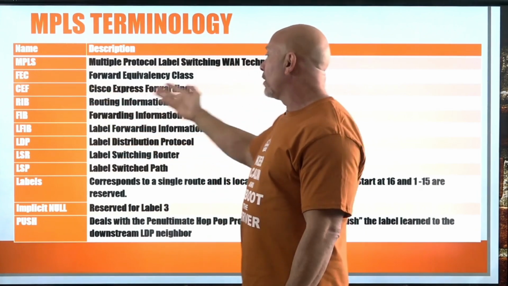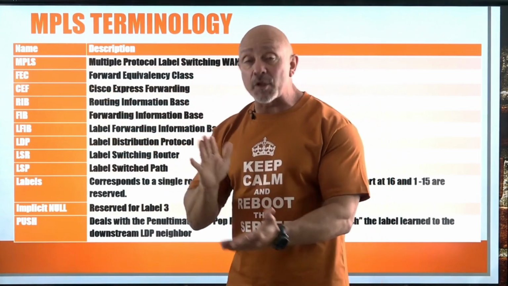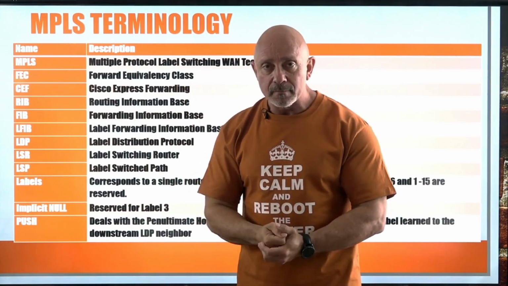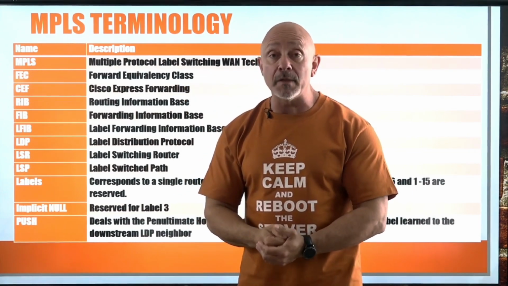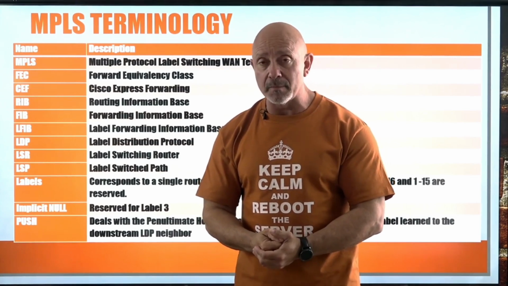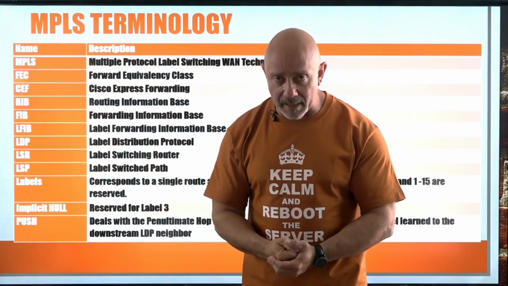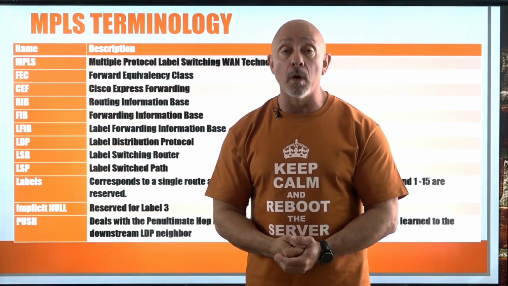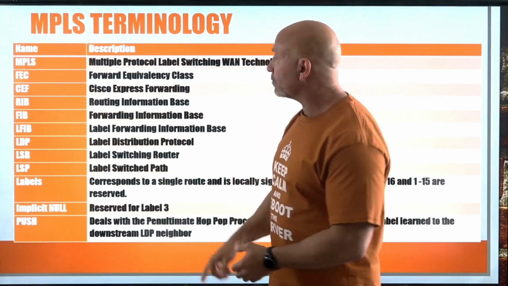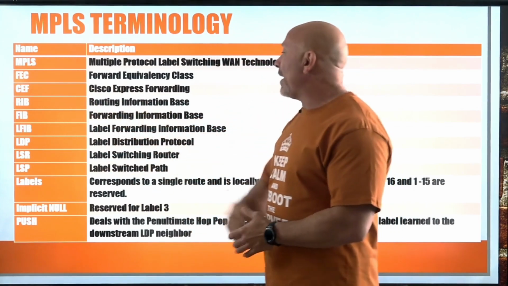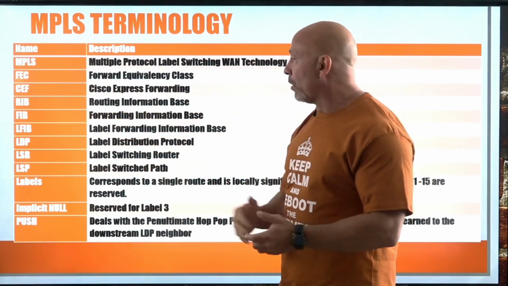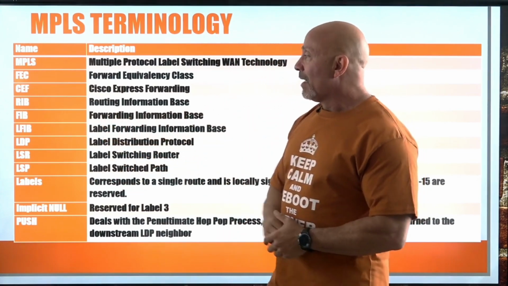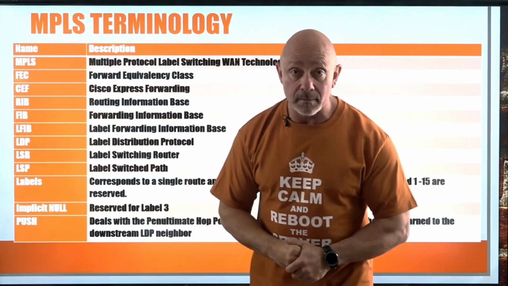Your CEF table, Cisco Express Forwarding. This is essential. You saw how I raised my voice there? This is essential. So this must be turned on. If it's not, which it is, you can type it in anyway: ip cef. Turn that on because that and MPLS must work together. Okay? The routing information base, or your routing table. Your forwarding information base is the same thing as your routing table, but only for MPLS.